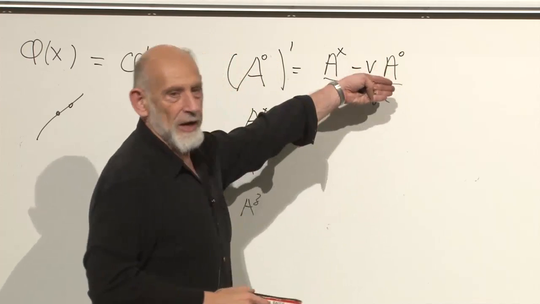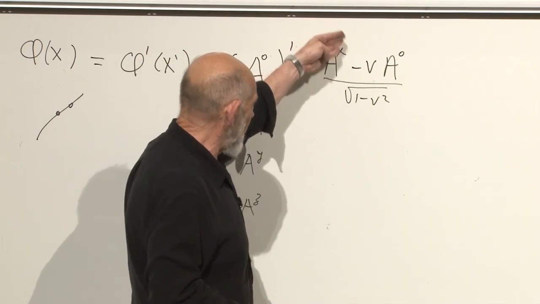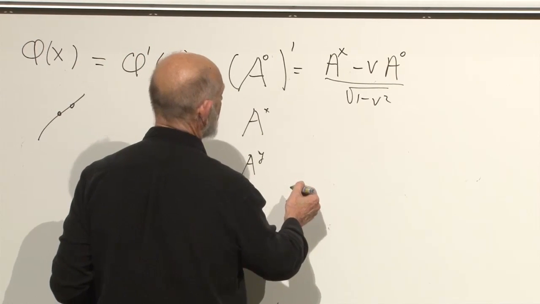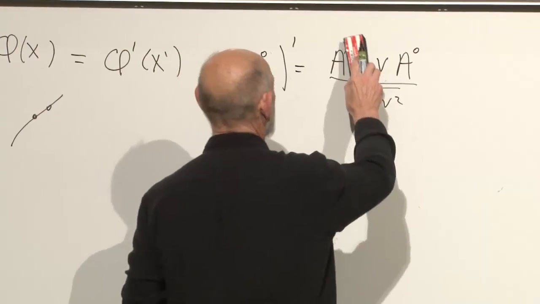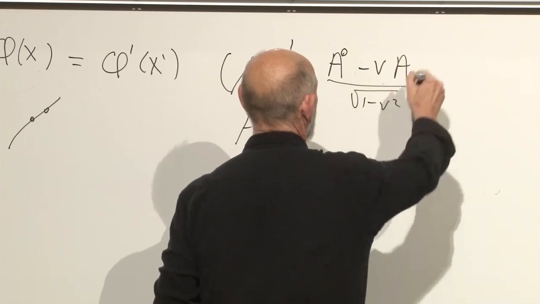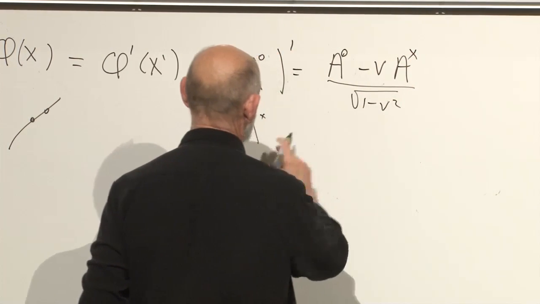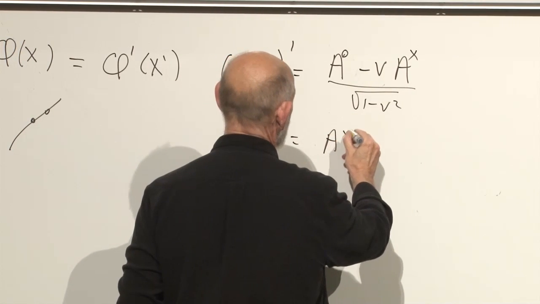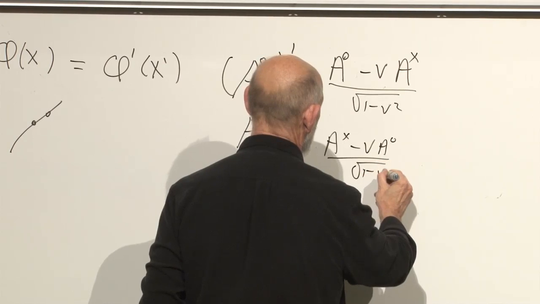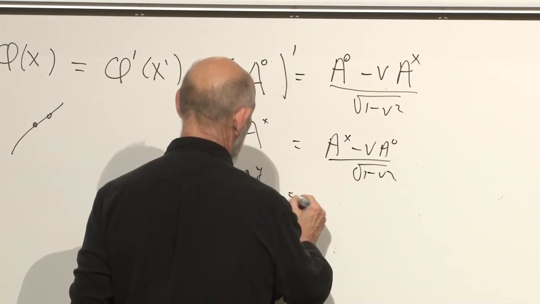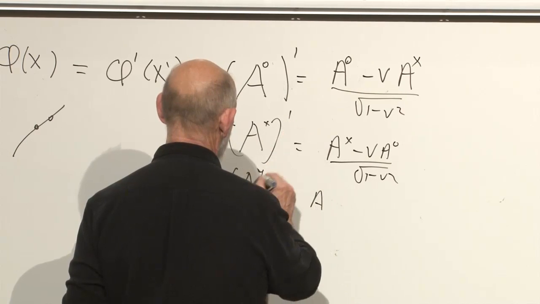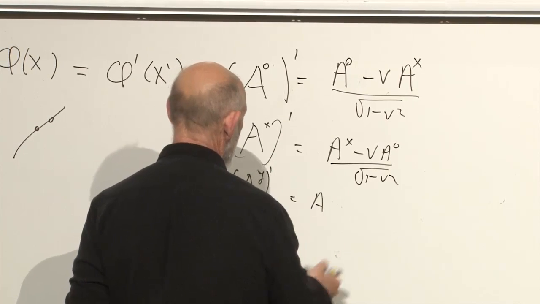Notice a naught is the same thing as the time component, so it's ax minus v at. What about this one? Did I write that correctly? No, I did not. A naught minus v ax. And this one is ax minus v a naught over square root of 1 minus v squared. This is the primed variable.